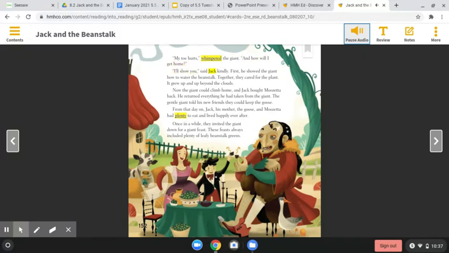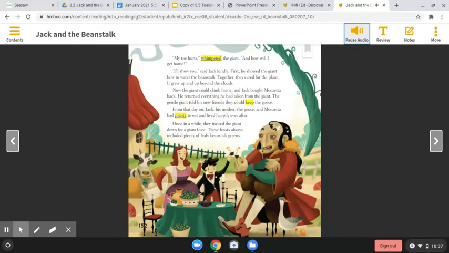First, he showed the giant how to water the beanstalk. Together, they cared for the plant. It grew up and up beyond the clouds. Now the giant could climb home, and Jack bought Musetta back. He returned everything he had taken from the giant. The gentle giant told his new friends they could keep the goose.